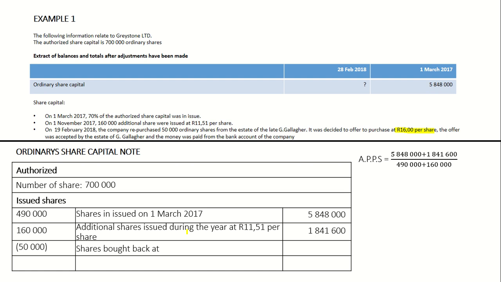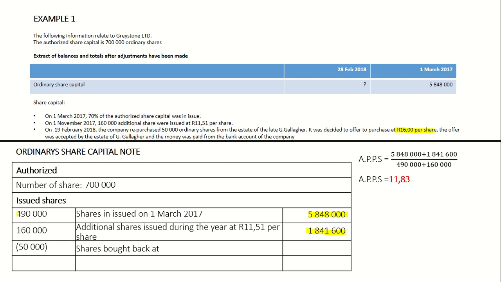For us to estimate the original issue price of these shares, we're going to calculate APPS, which is average price per share. And obviously, for us to calculate average price per share, I took this 5 million, which is share capital at the beginning of the year, added with this 1,841,600, which is the share capital. Remember, in the numerator, you'll have share capital. This is before the buyback. Share capital before the buyback divided by the number of shares issued before the buyback.